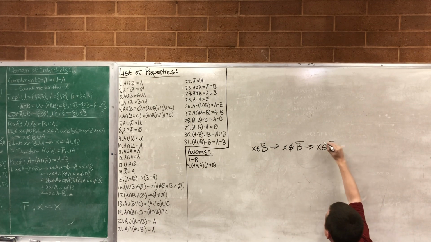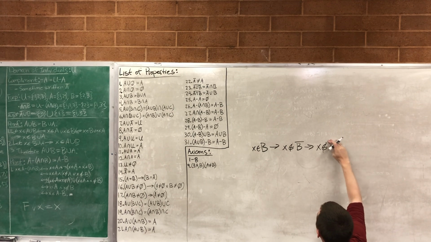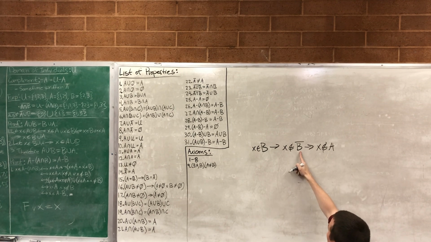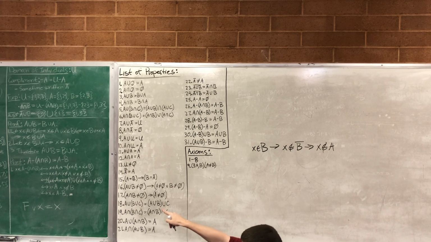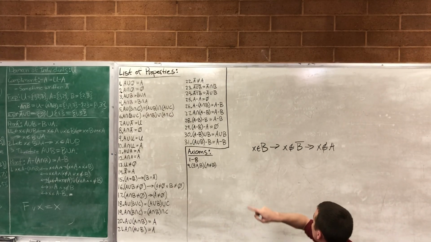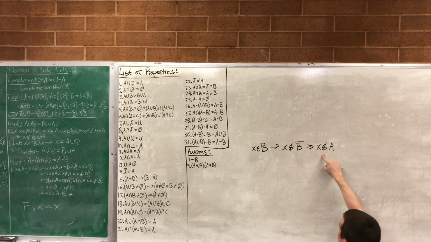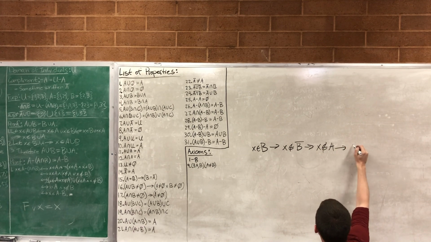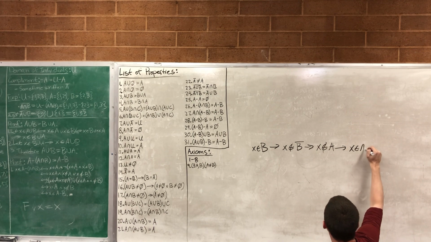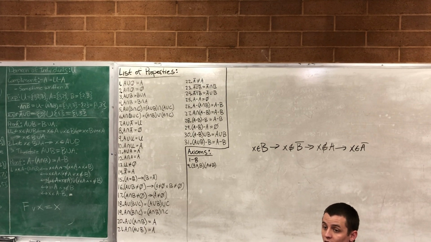Since B complement is equal to A, sorry, wait a minute. B complement is equal to A. I'm assuming my antecedent is true. So I'm assuming A equals B complement, and I'm proving the right-hand side, right? So if X is in B, X is not in B complement, which means X is not in A, which means X is in A complement. B equals A complement.